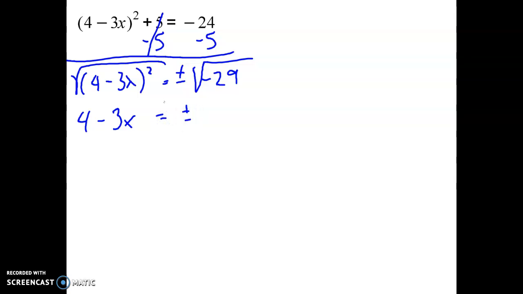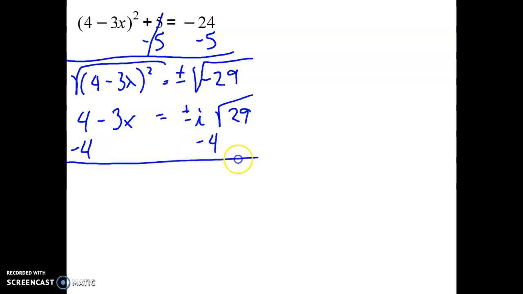On the right-hand side, okay, 29 is prime. Can't do a factor tree on 29. Nothing will come outside. But how about that negative right there? That negative will come outside as an i. This is an imaginary square root of 29. Okay, so I'm not done at this point, right? I don't have x by itself. That's my goal. So I'm going to subtract 4 from both sides.